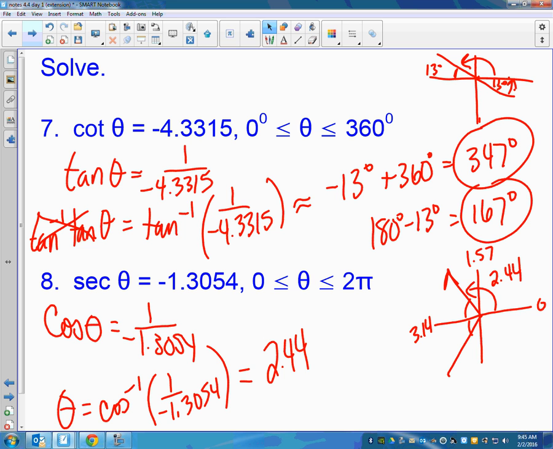So reference angle. How do I find this reference angle? Pi minus 2.44, and that's like 0.702. 0.70159 if you want to go with that detail there. And that means that this is also 0.702.